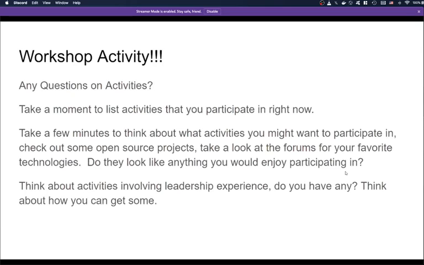All right, so workshop activity. Any questions on activities? Take a moment to list down activities that you participate in. Take a few minutes to think about what activities you might want to participate in. Check out some open source projects. I imagine that all of you use an open source project. If you go to GitHub and look up an open source project, take a look at their issues tab, see if there's any marked good first issue, and you could literally start contributing to your favorite open source project tomorrow. It's pretty insane. And think about leadership experience. Do you have any good leadership experience? And think about how you can get some leadership experience.